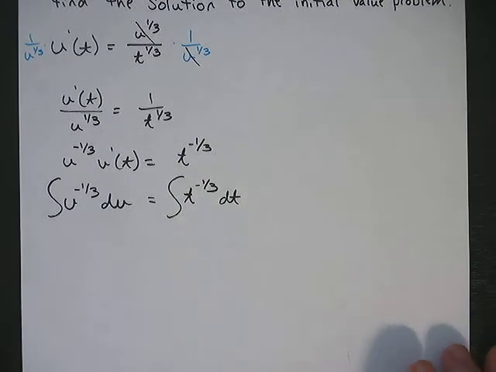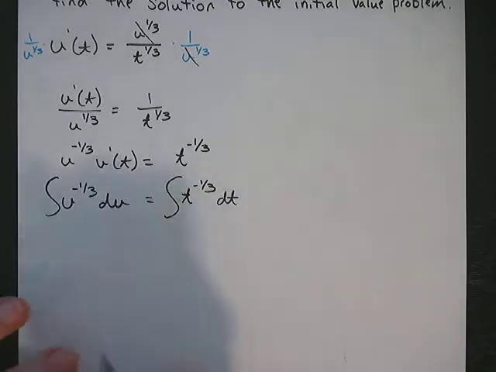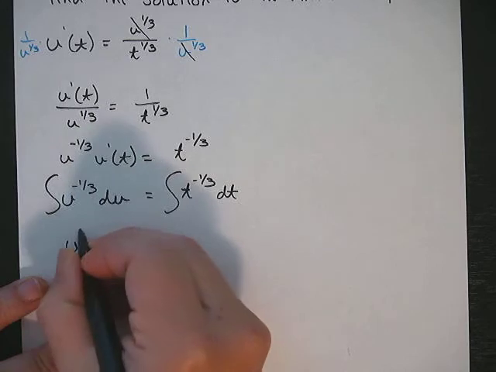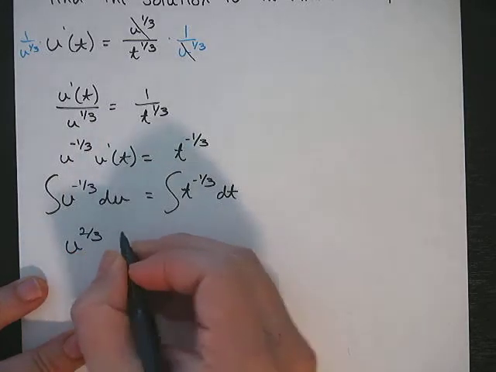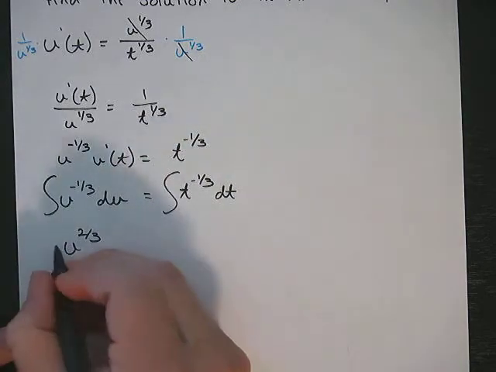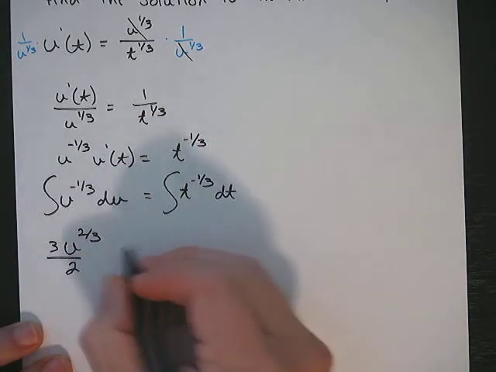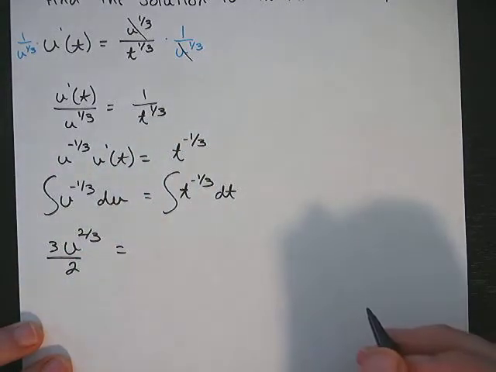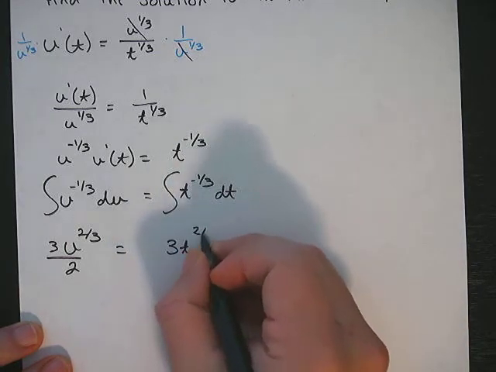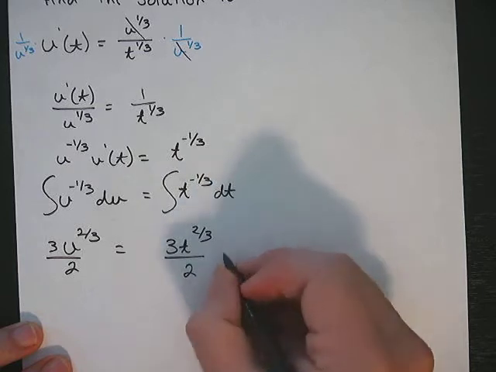Okay, now we've got it separated, and we can integrate both sides. So you add 1 to the exponent and divide by that. So this becomes u to the 2/3. And remember, you have to divide by this exponent. So if we're dividing by 2/3, that's multiplying by 3/2. Equals, and the t is the exact same thing, just a t instead of a u. So also 3t to the 2/3 divided by 2, and then plus c.